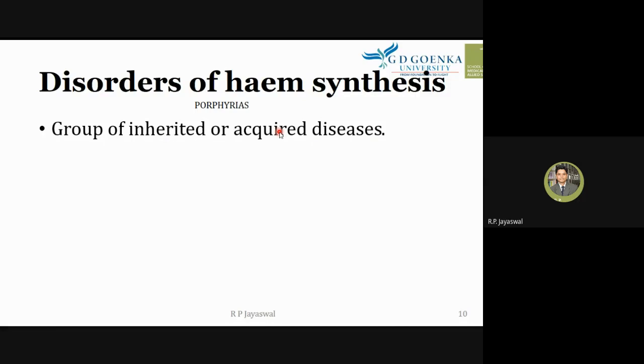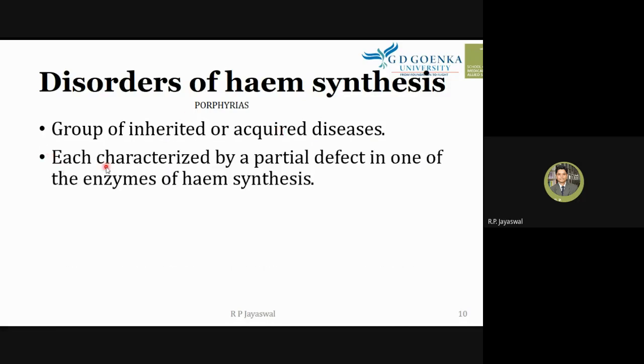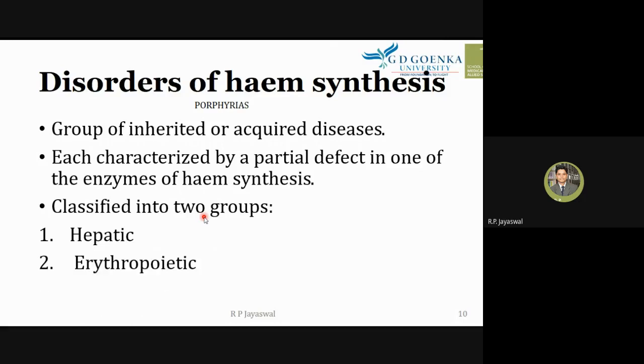Each porphyria is characterized by a partial defect in one of the enzymes of heme synthesis. So we have studied in the pathway that several enzymes are involved to synthesize heme, but what we need to know is that there are different porphyrias, and each porphyria is characterized by a partial or specific defect in one of the enzymes. And this can be classified into two groups. It can be hepatic type or erythropoietic type.